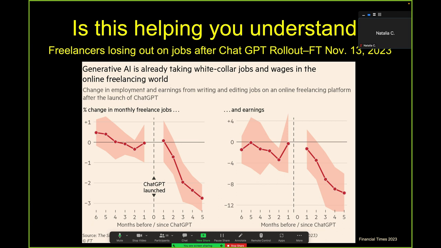So zero is no change. So the solid horizontal black line is if the folks were making the same amount of money or had the same number of jobs. And so we can go ahead and change the layout of our figures to emphasize the hypothesis we're trying to test. Cool?